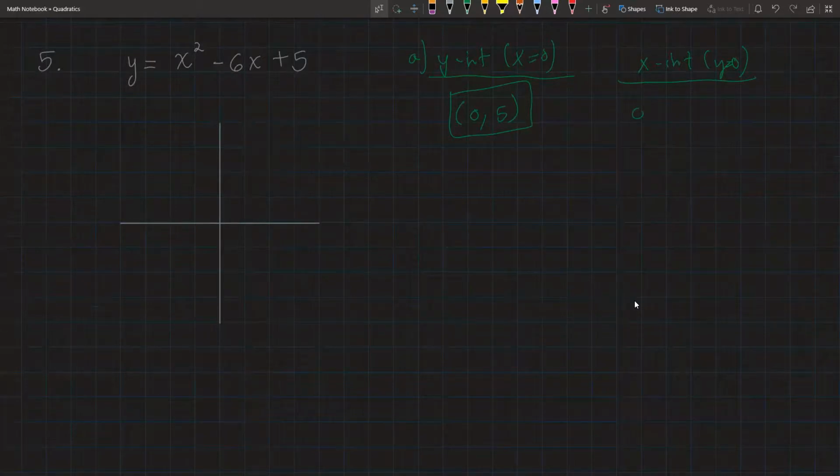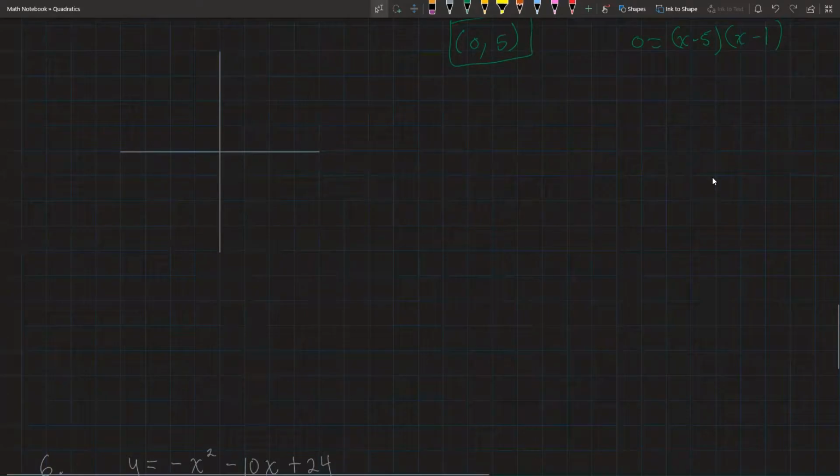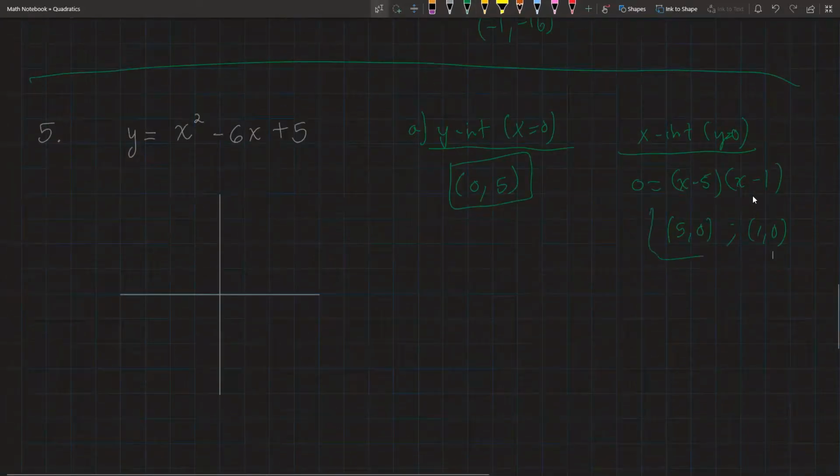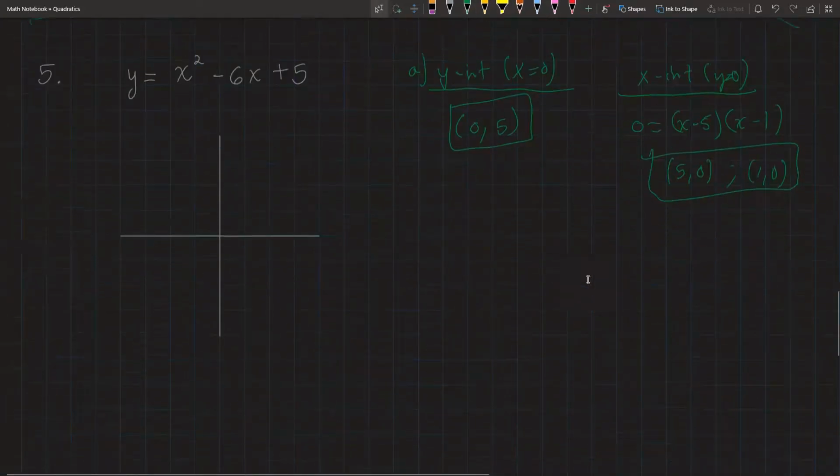And therefore we have to factor this. 0 equals something times something. What is the factored form of this? It is going to be (X minus 5) times (X minus 1). Double check your work. That absolutely works. And we know that the points are (5, 0) and (1, 0). Great, we have 3 points already. And with that, we can find the line of symmetry.